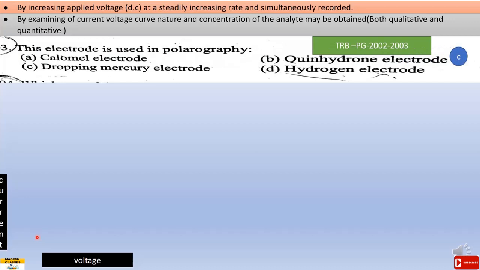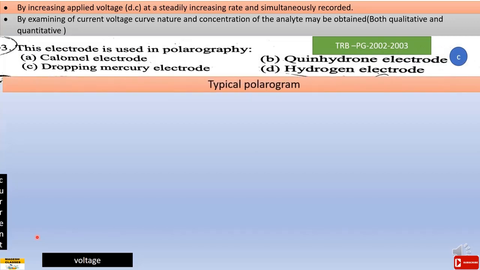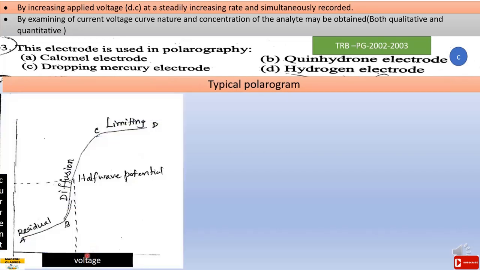So the vital topics of polarography include the details of the polarogram. The typical polarogram has voltage on the x-axis and current on the y-axis. In the graph, A to B is called the residual current, B to C is the diffusion current, and C to D is called the limiting current. So first one is the residual current, the first initial part of the graph.